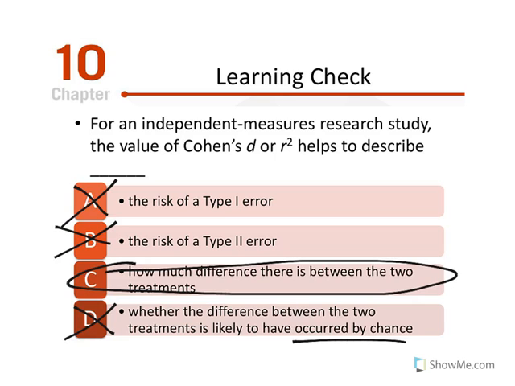Again, the Cohen's d is always read. We're expressing the mean difference in standard deviation units. We're indicating the shift that we see, for example, before treatment, after treatment, or between two different treatments. And R squared represents the percentage of variability accounted for by the treatment or accounted for by the difference in the quasi-independent variable conditions. So again, this is the best answer of these options. The measures of effect help to describe how much difference there is between the two treatments.